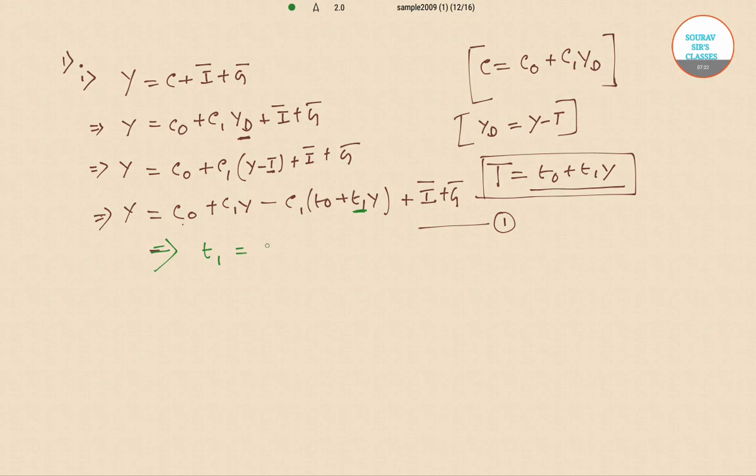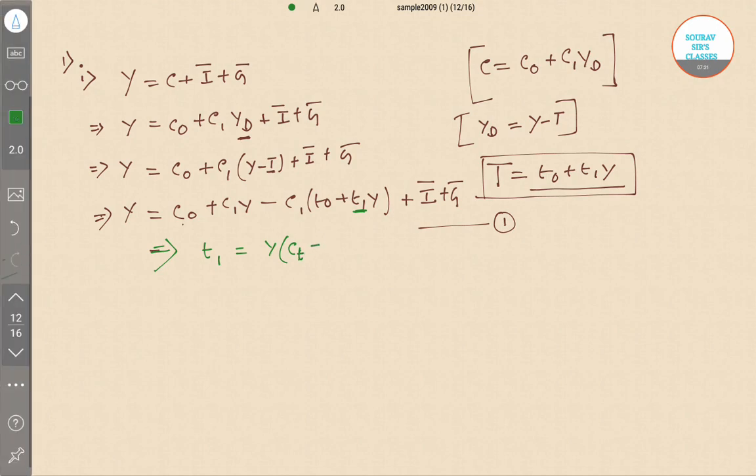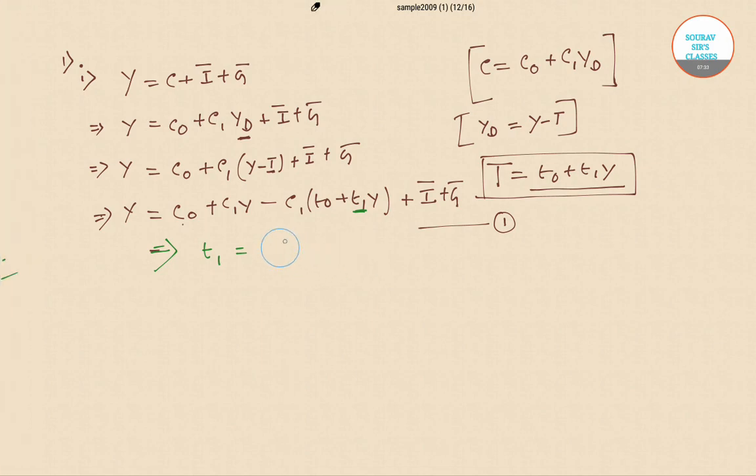So for this, small t1 will be capital Y C1 minus 1 plus C naught plus I plus G bar divided by C1Y. So how do we get it? We basically try to find this value. So for this what we have to do, we'll simply have to take this part on the left hand side.